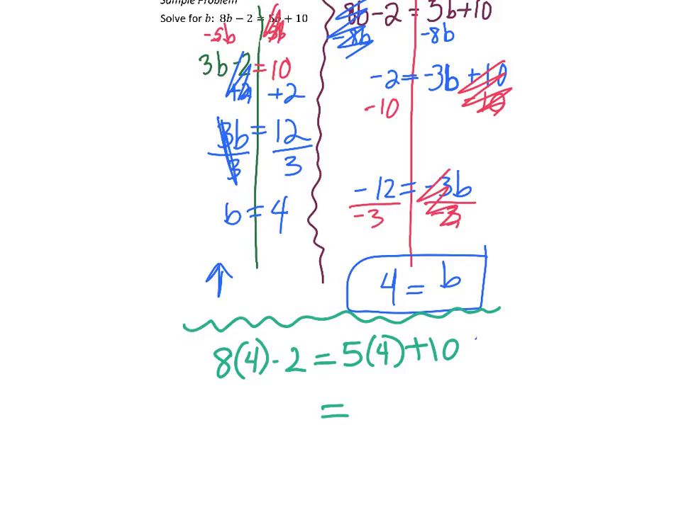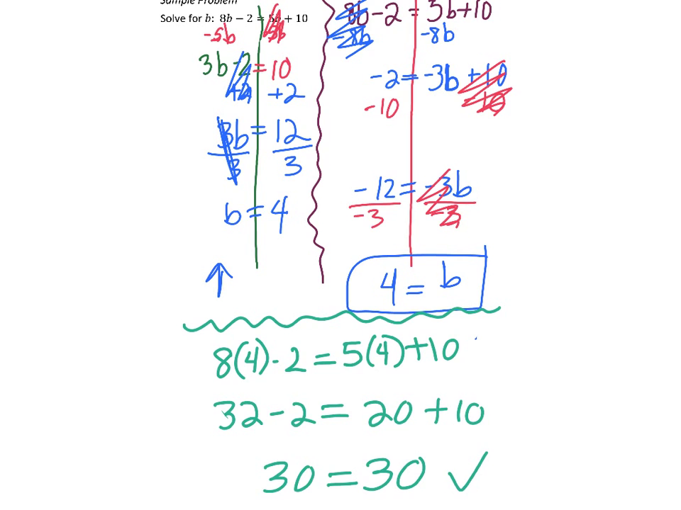Using PEMDAS, right? Multiplication comes before subtraction or addition. So we have 8 times 4 is 32 minus 2 here. Multiplication comes before addition or subtraction. So 5 times 4 is 20 plus 10 here. Let's continue. 32 minus 2 is 30. 20 plus 10 is 30. So we are correct. We got the same thing on both sides. So the answer is b equals 4. That is the solution to this equation, and we just checked it down here.